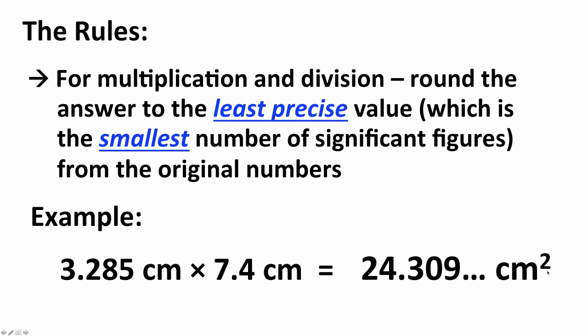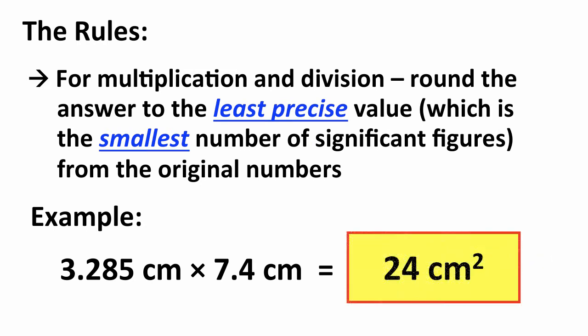Now, to round this off properly, we note that 3.285 is a value with 4 significant figures. 7.4 is a value with only 2 significant figures. So 7.4 is much less precise than 3.285. So our answer needs to reflect that, and we're going to round off our calculated value to 2 significant figures, which means our answer here is 24, 2 significant figures, and then of course centimeters squared for the units.